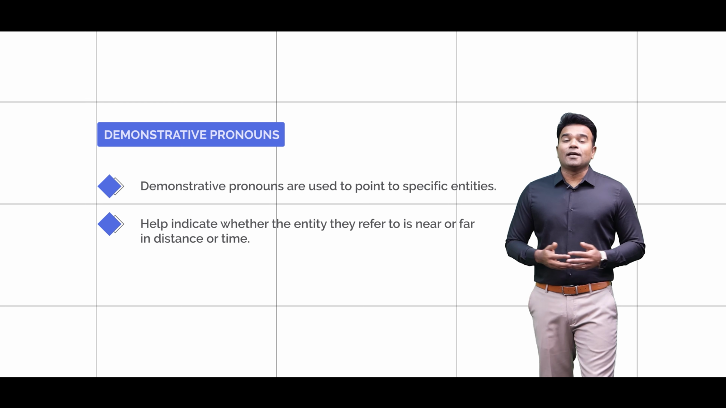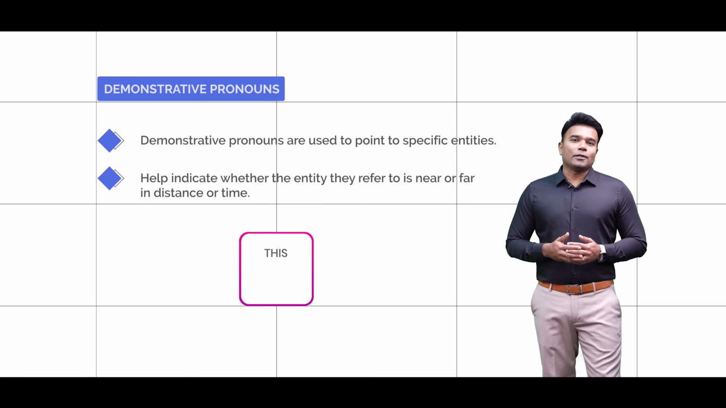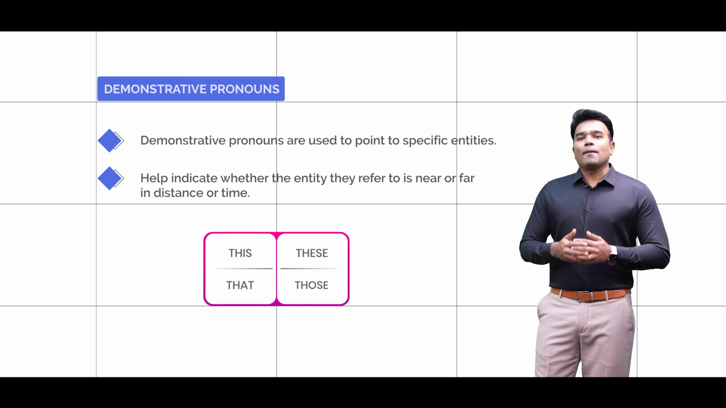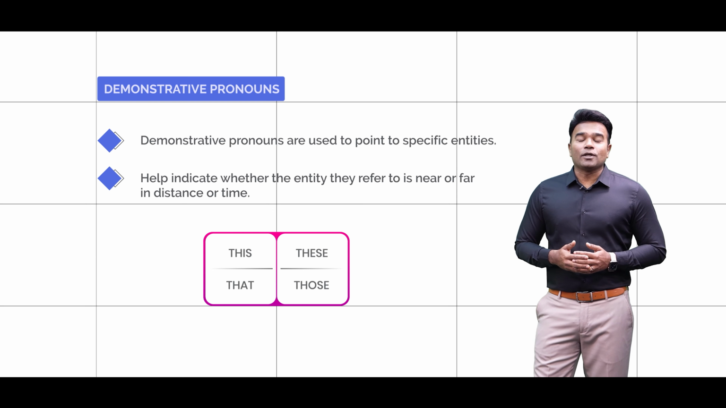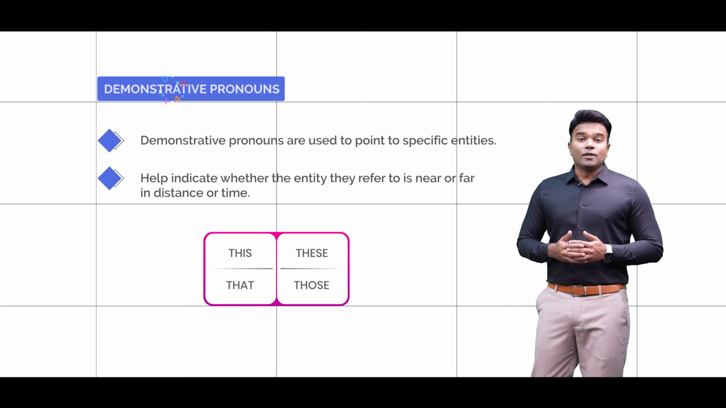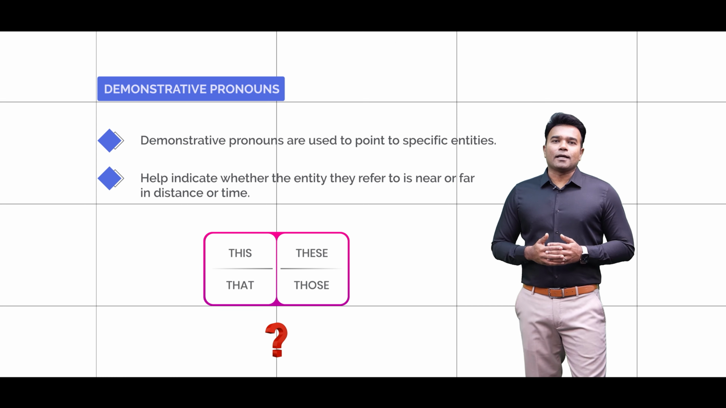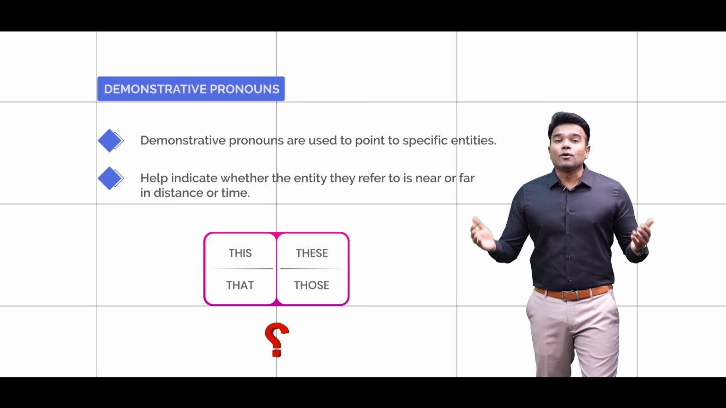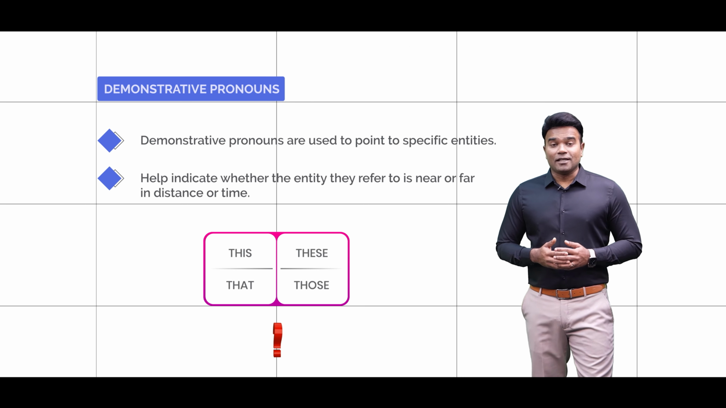The words in the English language such as this, that, these, those happen to be such words that are categorized as the demonstrative pronouns. Now, why are they really being categorized as the demonstrative pronouns, and what does all of this really mean? Let me explain.